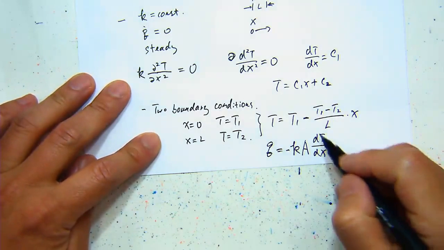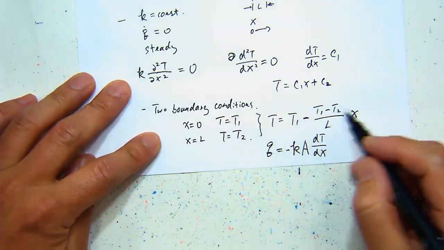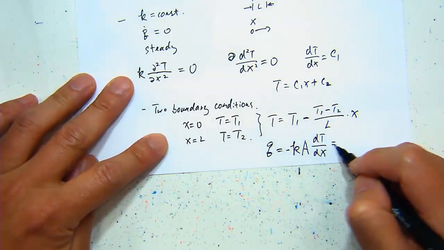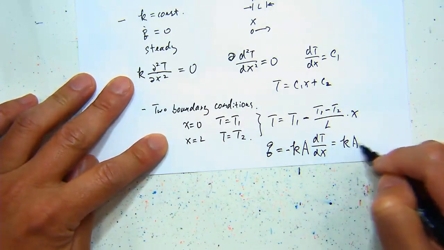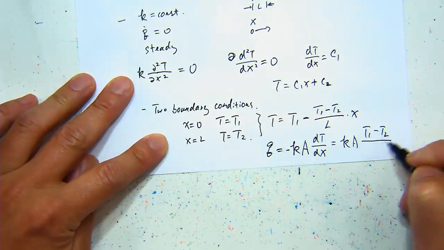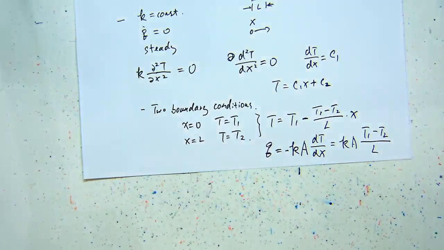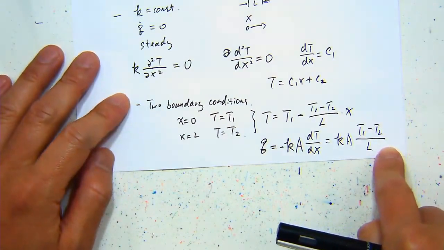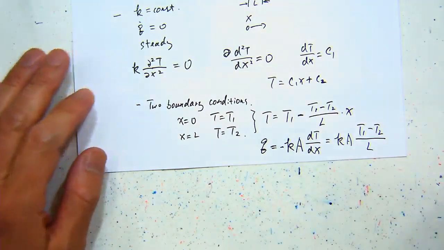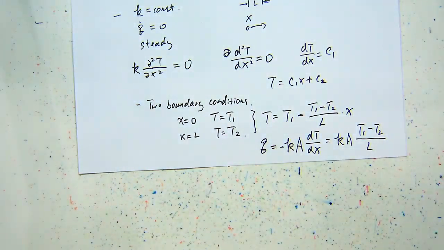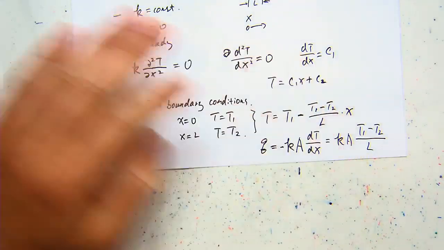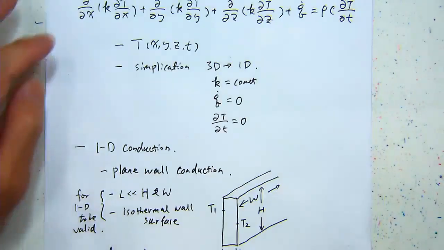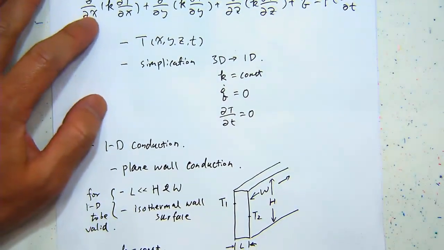So you bring in the dT/dx term, the temperature distribution you already obtained, then you will have kA (T1 minus T2) divided by L. All right, so this equation we actually mentioned before when we first introduced the rate equation for conduction. But this is coming from the analysis of this general case, right?